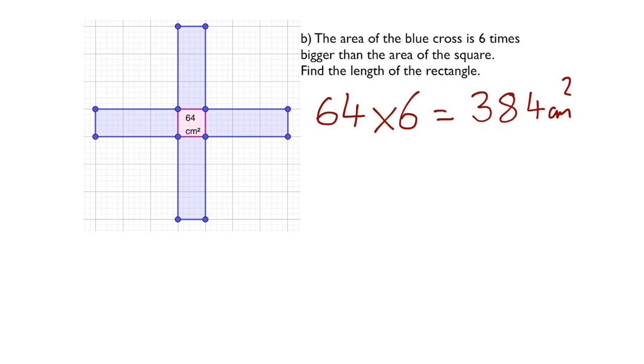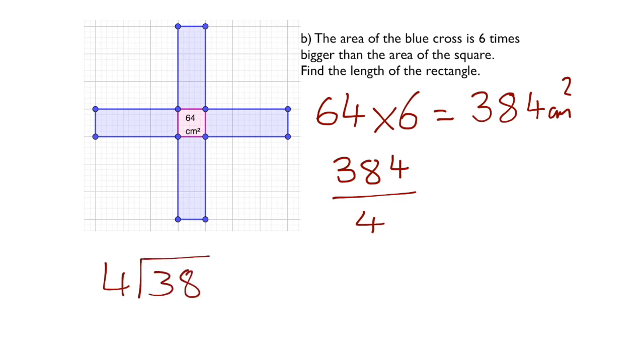And if all 4 of those identical rectangles have an area of 384, then the next thing we need to do is divide that number by 4 to find out the area of one of the rectangles. So we can do a little bit of short division there. I'll write it out. 4s into 38 go 9, remainder 2, 4s into 24 go 6. So the area of one of the rectangles is 96 centimeters squared.